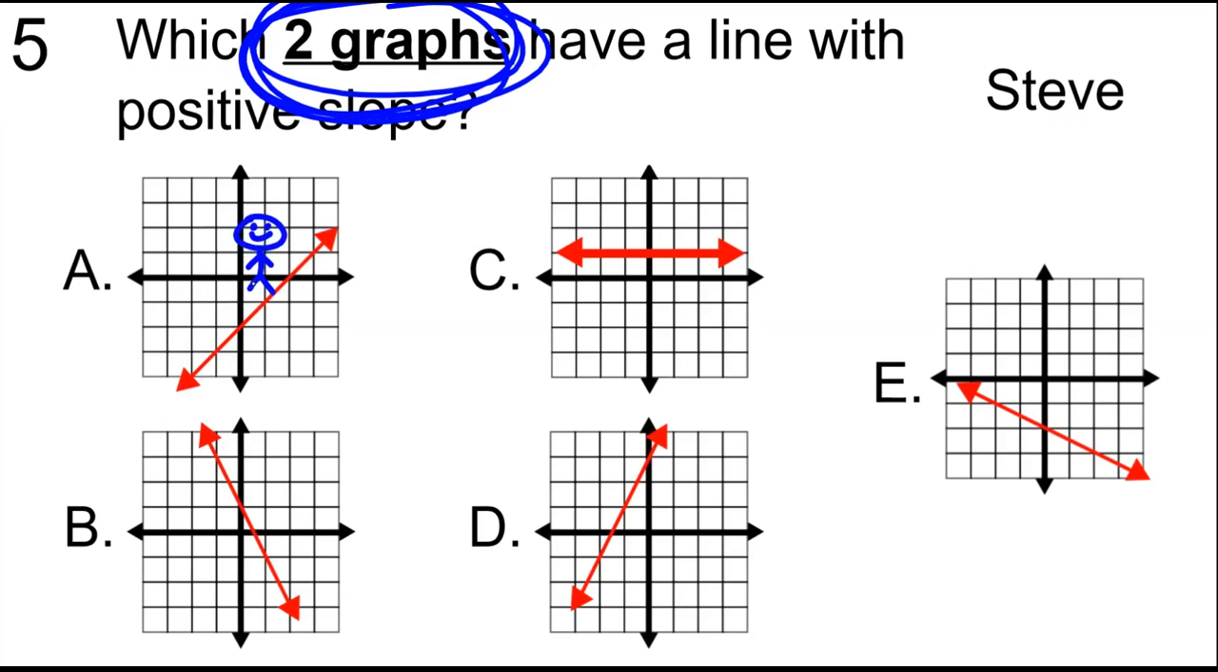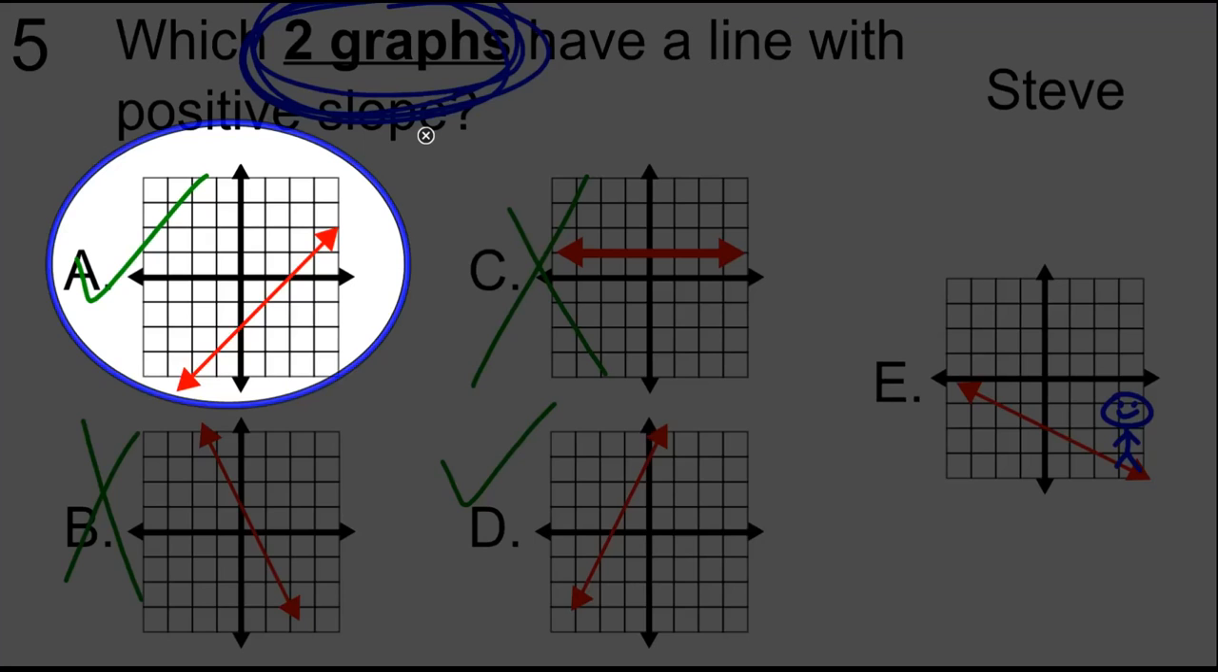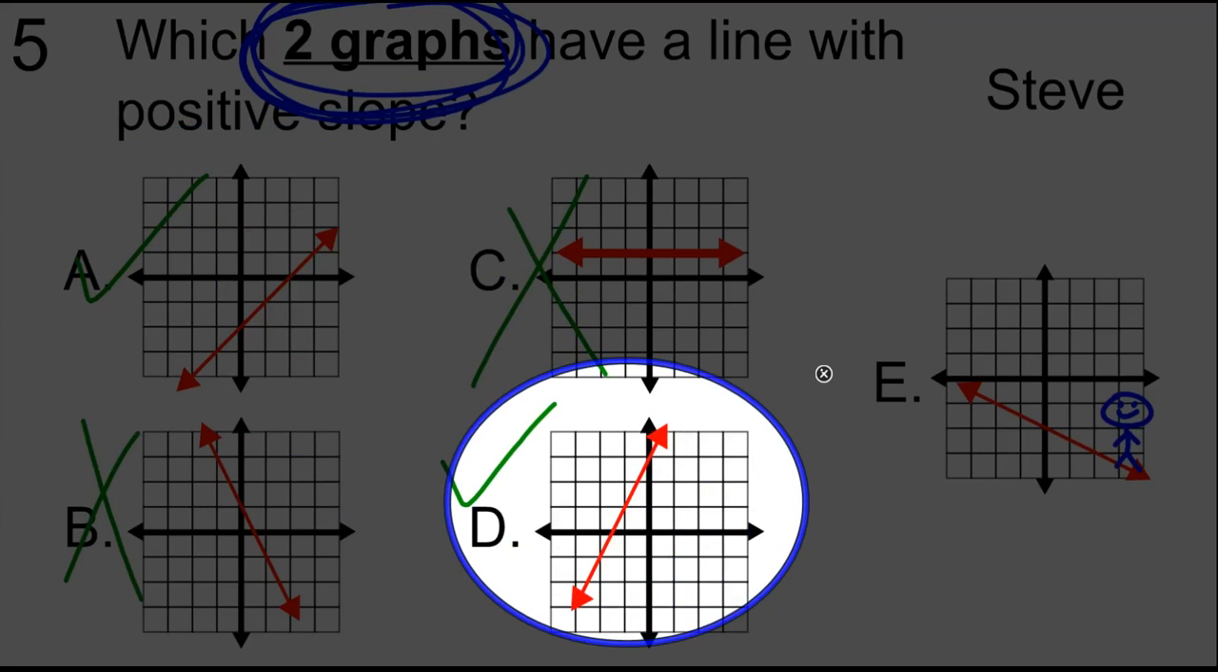This one goes up from left to right. Check. This one goes down from left to right. No good. This one, as it goes left to right, is flat. That's a slope of 0. Choice D, as we go left to right, it goes up. That is our other answer. Let's verify E. As we go left to right, it goes down. As a result, for number 5, we have to put both A and D to get it right.